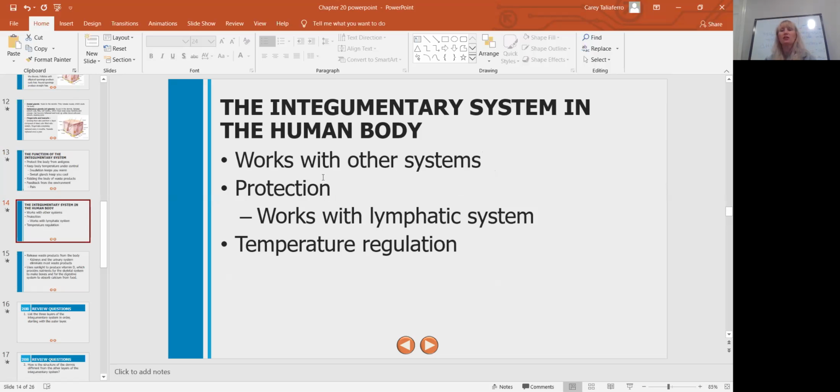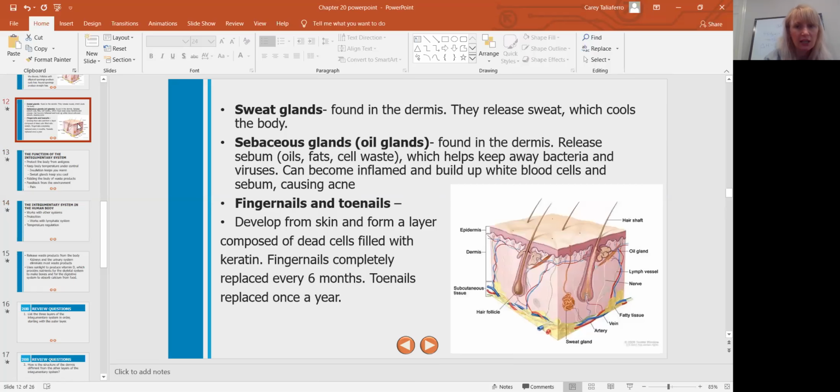And of course, because our body is multiple systems working together as one big system, the integumentary system works with other systems: your circulatory system, blood vessels, your lymphatic system. There's lymph. I'm going to go back and show you that. Hang on just a second. Let me pull this up.